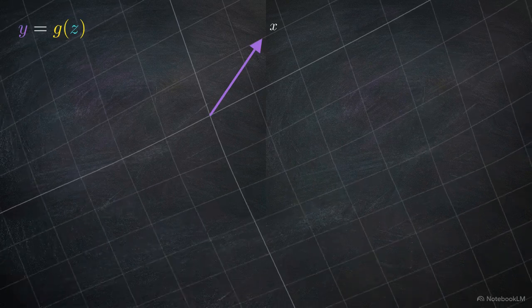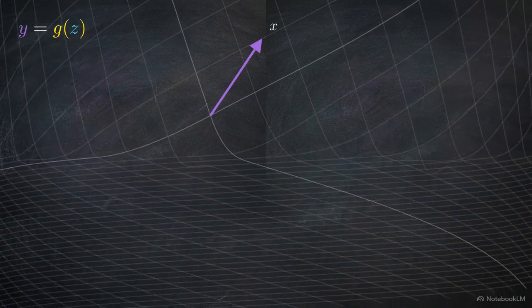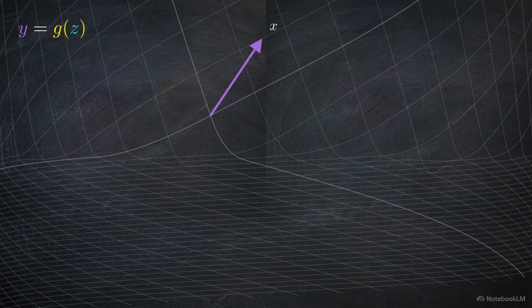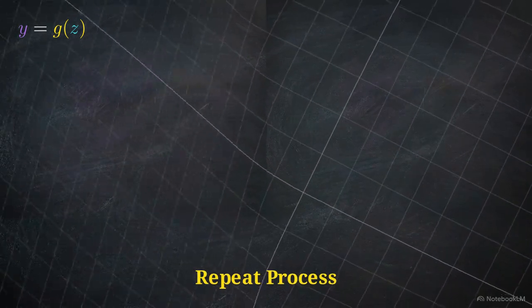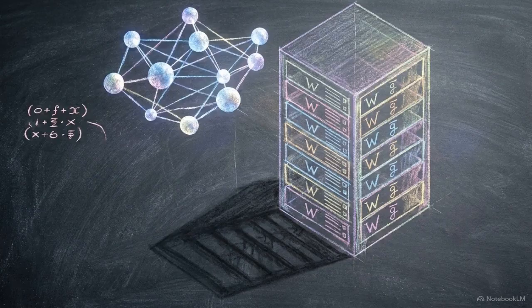That projection is then fed into the second operation, y equals g of z. This is the nonlinear modifier function, which warps and thresholds that newly projected space. Stacking these two algebraic operations repeatedly forms the framework powering all modern AI systems.